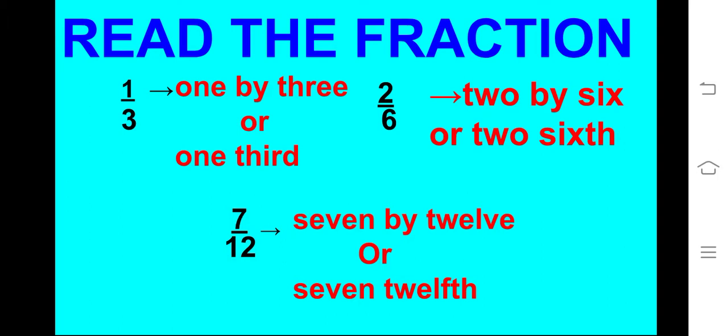Now we will learn how to read the fraction. Reading of fraction. We already know a fraction always has two numbers written one above the other. So this you have to read as 1/3. This is 1 on the top and 3 down. So first you will read the top number, that is 1. Next, 2 and 6. So 2 is on the top, so we'll start from 2. 2/6. This is 7/12. 7 on top, so 7/12. This is the way you have to read the fraction.